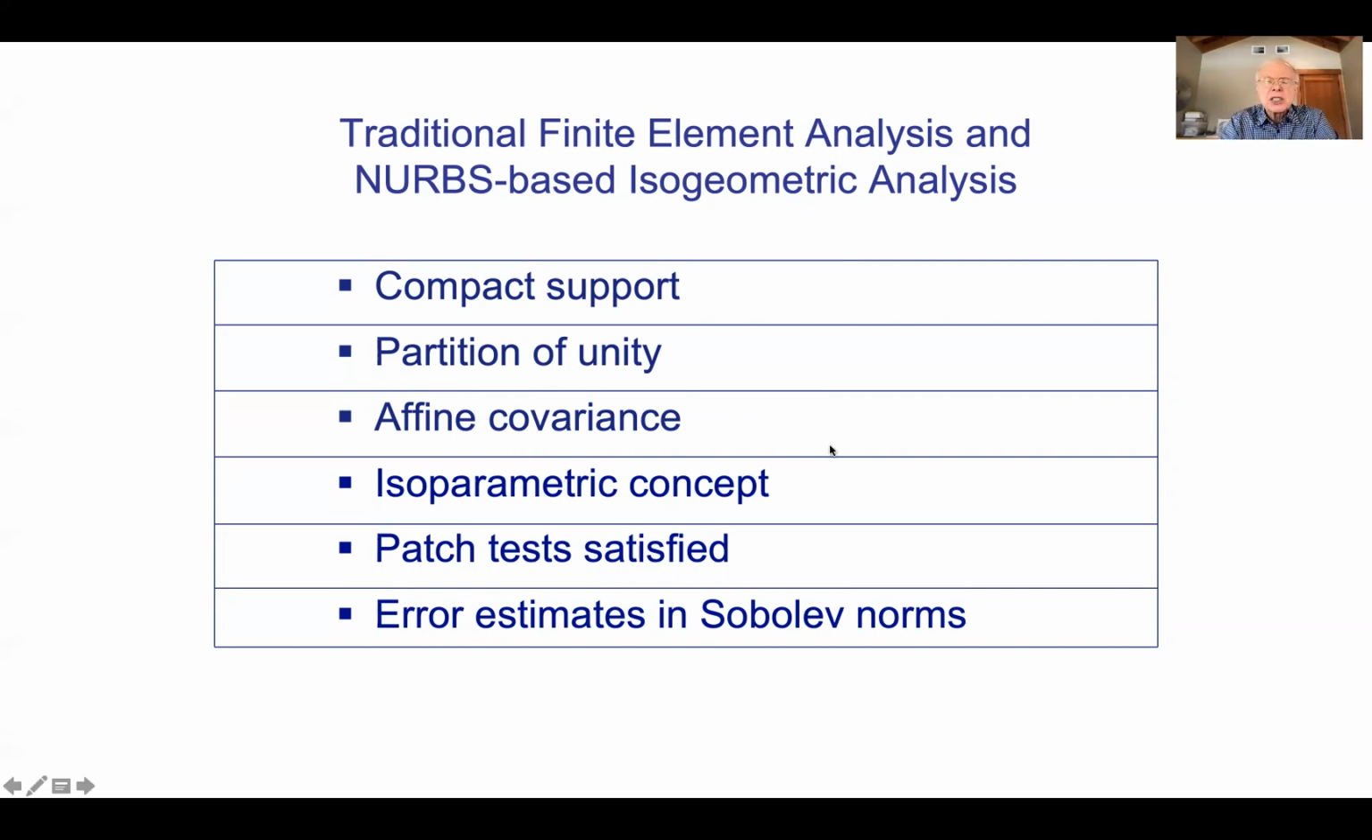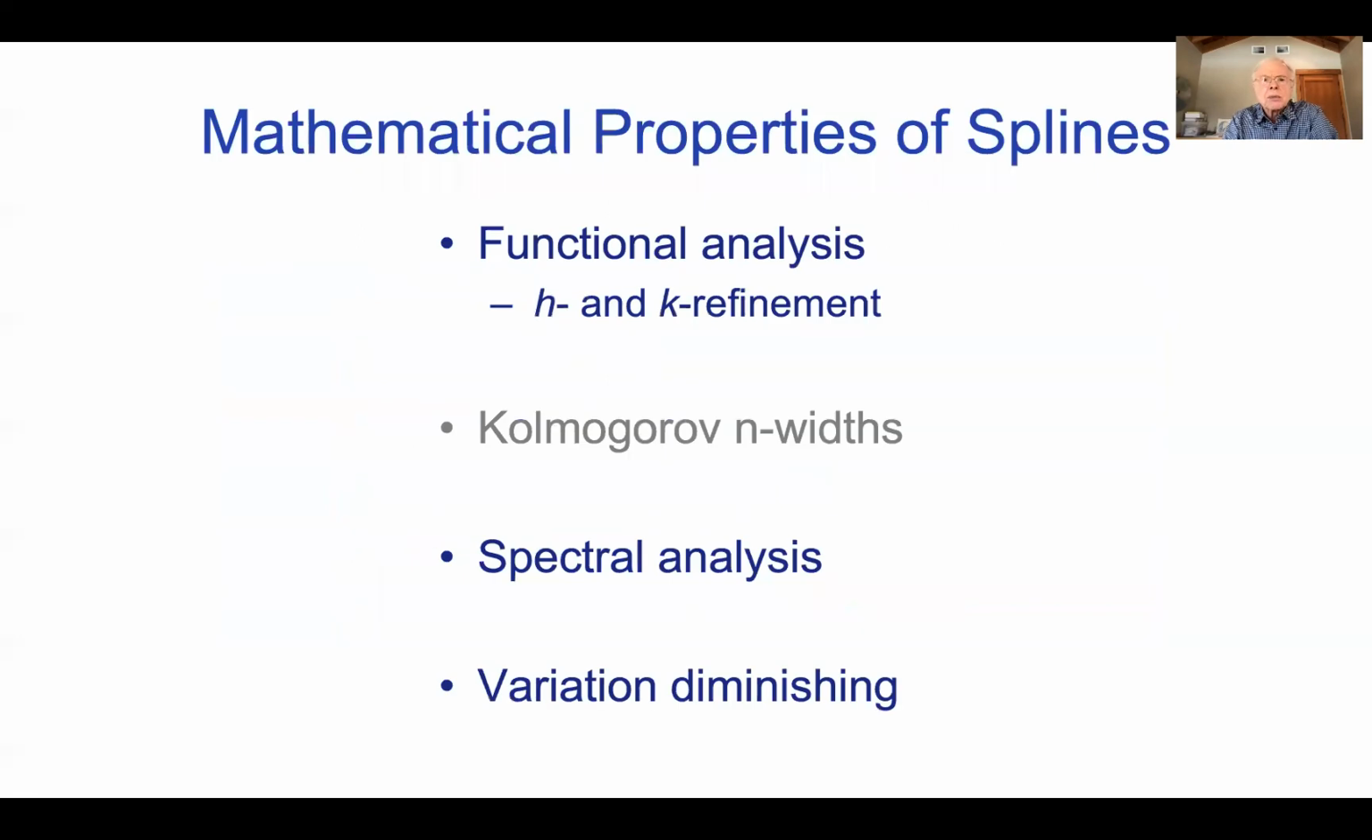And then in mechanics, if you invoke the isoparametric concept, all patch tests will be satisfied. Now that's important from a convergence perspective to engineers, maybe less so to mathematicians. But on the mathematical side, you also have error estimates in Sobolev norms. And maybe those are a little less of concern to engineers, but of prime concern to mathematicians.